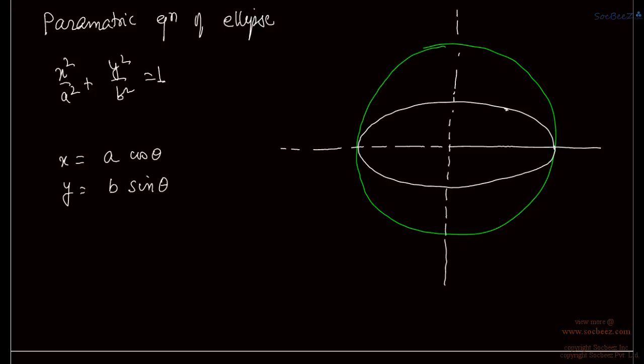This is our ellipse. Suppose this is a point P. If we draw a line parallel to the y-axis passing through this point P, it cuts the circle at some point. Let us name it P dash. Say this angle is theta and the vertex is (a, 0), (-a, 0).